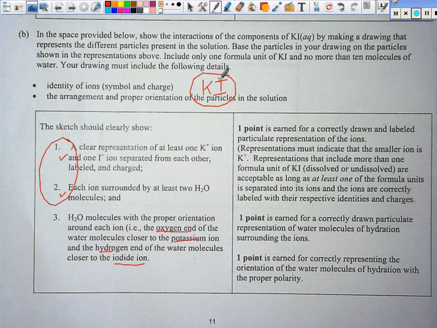So you see how they're not going to kill you if you add a solid? They're still going to give you some points. So I just wanted you to see that as well. The next one, 1 point is earned for correctly drawn picture of the water molecules. Again, that would have just been water around it. And the last one was for the proper polarity or the orientation. Okay. Any questions on that right there? All right. Now, let's flip on the back.